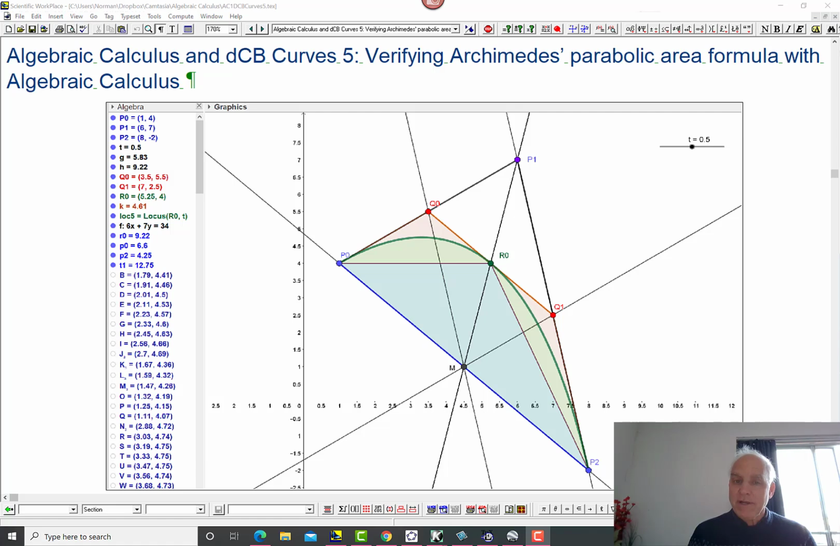Today we have something very exciting. We are going to summarize the basic understanding of algebraic calculus. It'll be a very quick introduction to this brand new way of thinking about this subject. And then we're going to apply these fundamental ideas to verify Archimedes' parabolic area formula in a specific example so you see exactly how it goes.